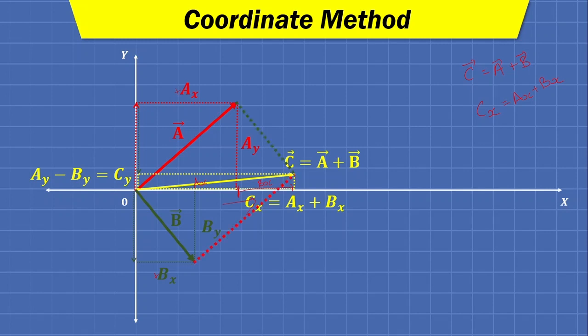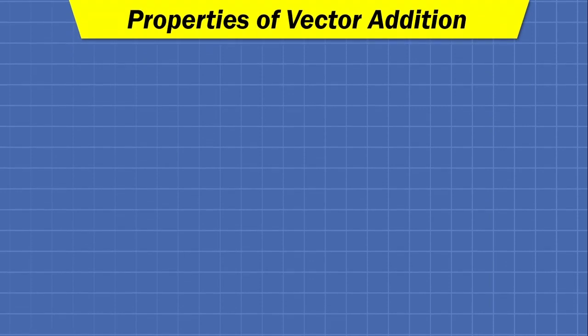We can also verify the same thing by the parallelogram method, that is, if we want to add two vectors a bar and b bar, so by forming a parallelogram you will get the same vector as you are getting in the coordinate method. Now we will learn some properties of addition.